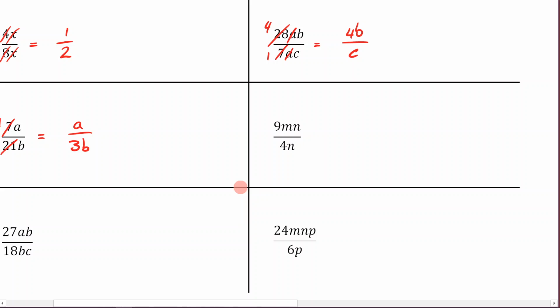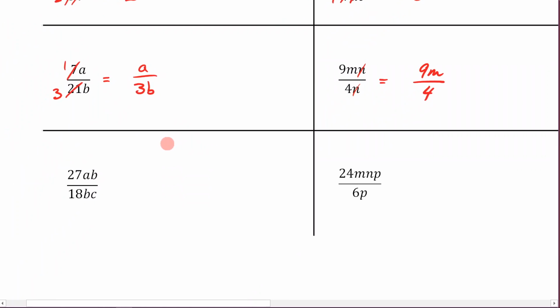Let's come over here now. Here, I have an N there and I have an N there. They cancel out. Can 9 and 4 be divided by a common number? No, they cannot. So that means I'm just left with 9m on 4. Let's come to our next one.